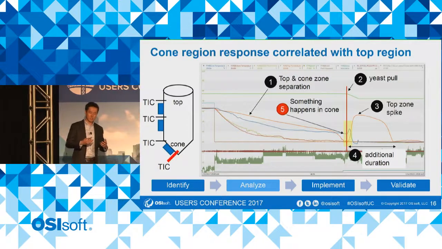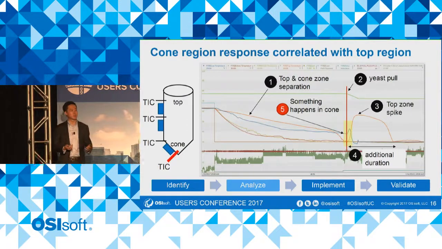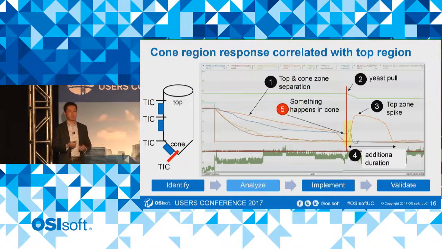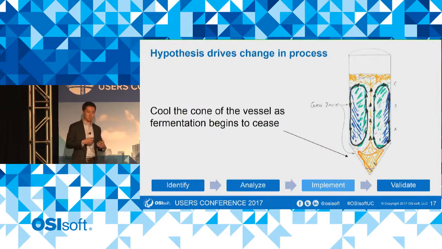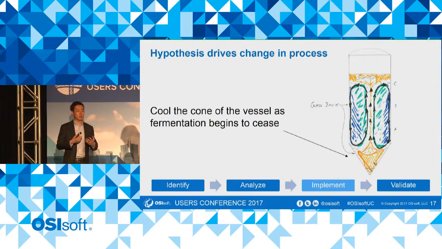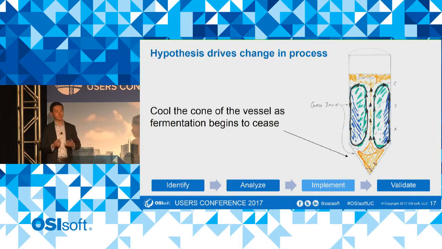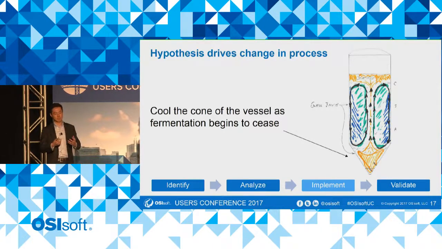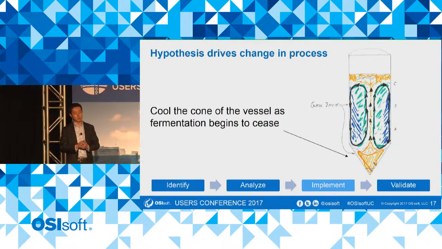So with this information, they thought, hey, maybe there's some relationship there, right? So essentially, with this information, they formed a hypothesis, and their hypothesis was that something that's going on at the bottom of the tank, that this warm mass migrates to the top of the tank, and that's what's causing that behavior with the top zone.